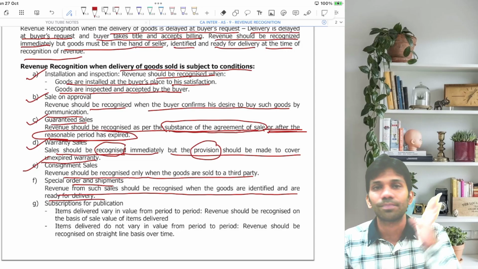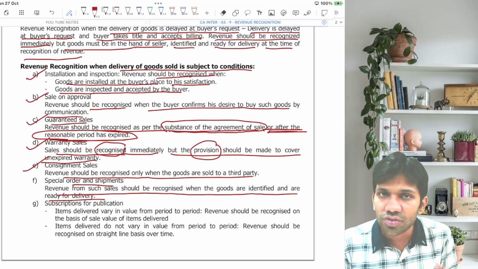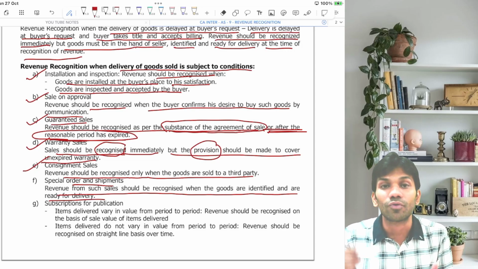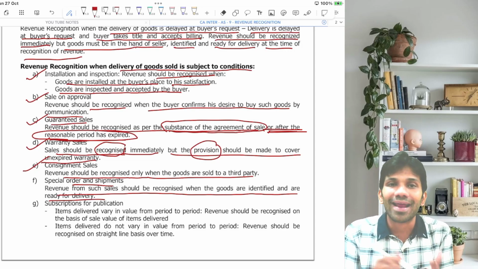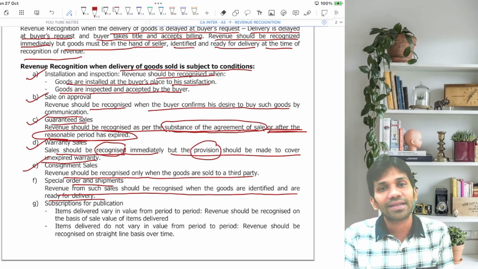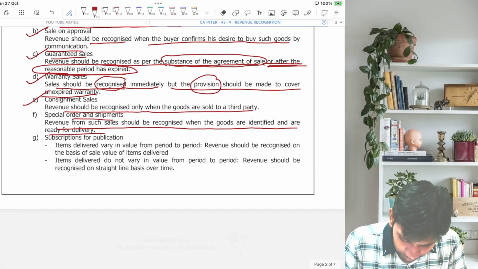For special order and shipments, I'll give the example of Amazon. Amazon gives you delivery of goods at your doorstep. When will Amazon recognize revenue from the sale of such goods? When the buyer accepts the courier or the delivery, when the buyer identifies the goods, only at that point of time Amazon will recognize the revenue in its books of accounts.